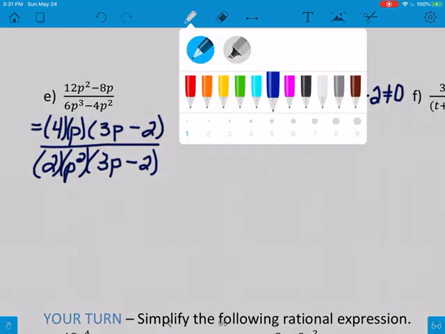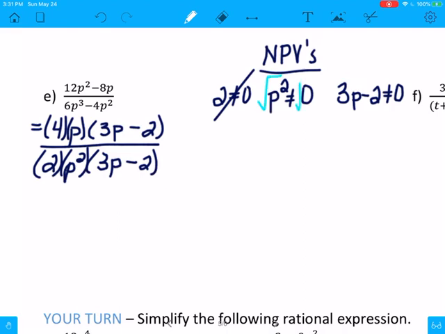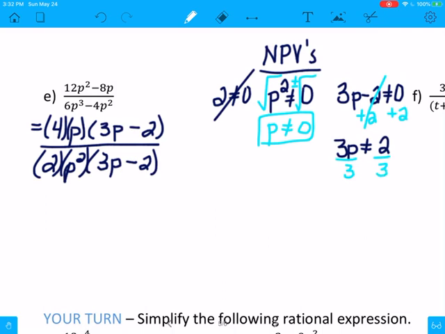How do I get p by itself when it has a squared? I take the square root. When you take the square root of 0, you get 0. You actually get technically plus or minus the 0, but just 0. And then we're going to add 2 to both sides. So I get 3p cannot equal 2. And then I'm going to divide by 3. P cannot equal 2/3. So p cannot equal 0 or 2/3 are my non-permissible values.